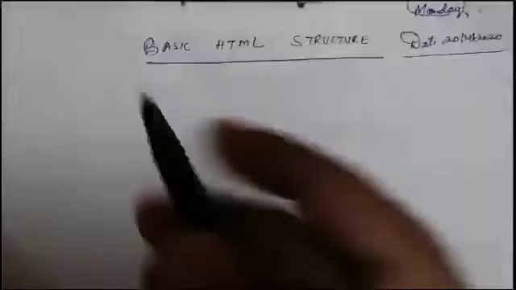After body, so we will put all the other contents inside the body tag, contents and the code. After body, the end tag will be there, HTML end tag, and that's it. This is the basic structure of HTML. Now I am going to show you this basic structure of HTML, how to write.